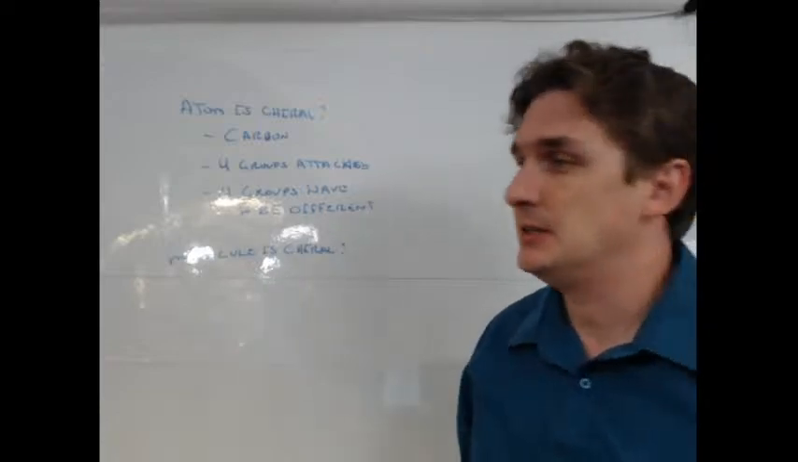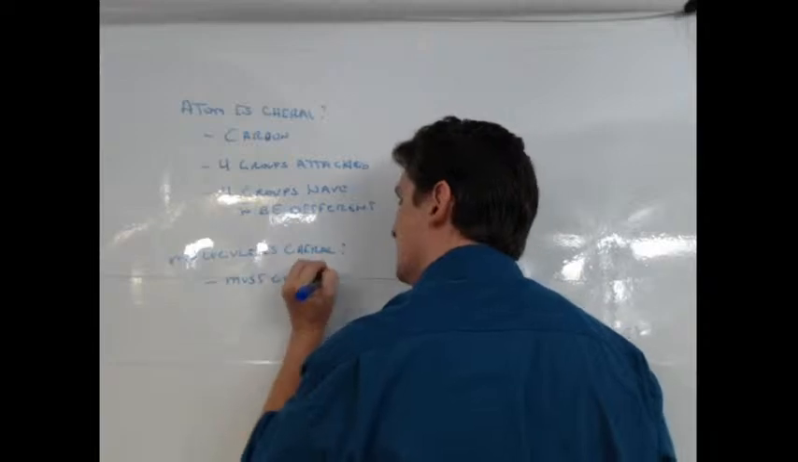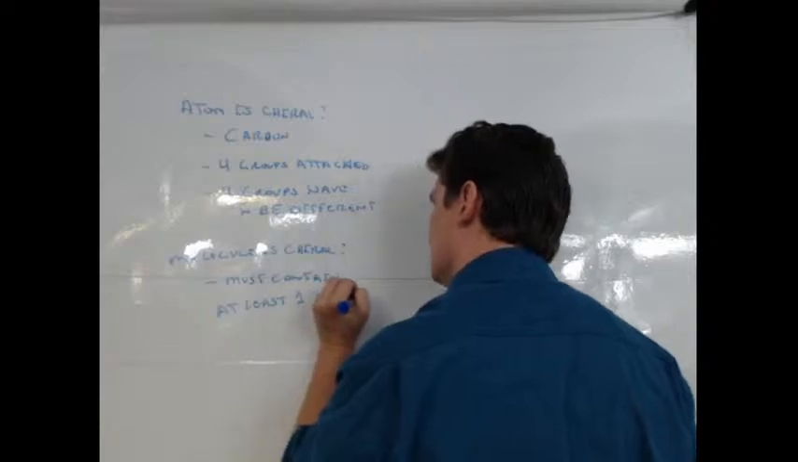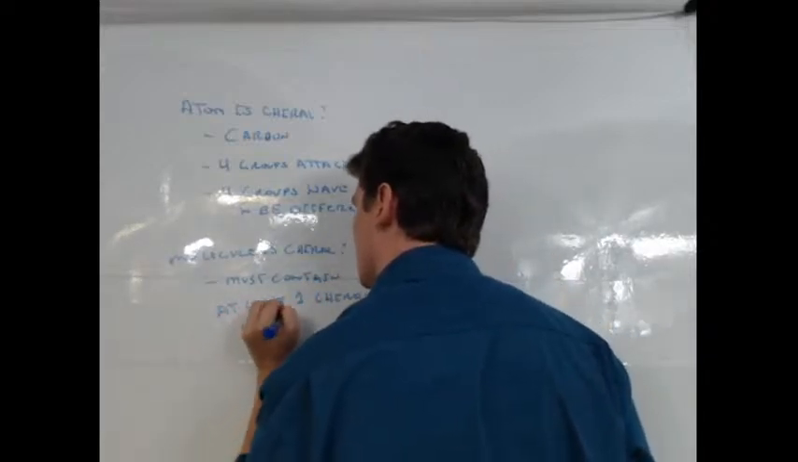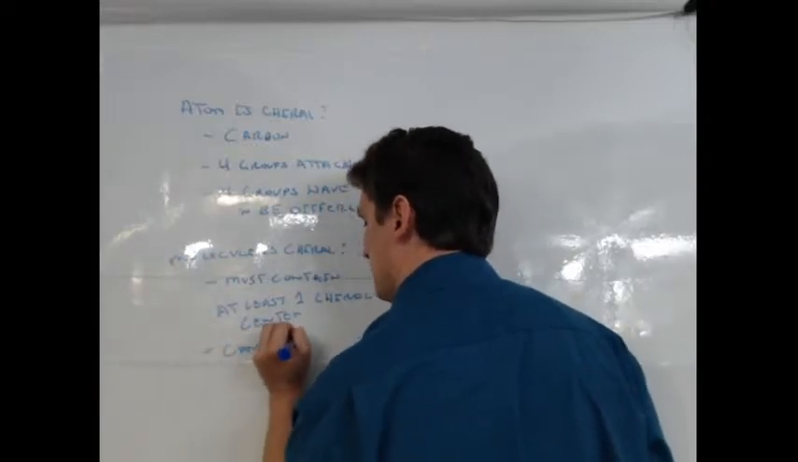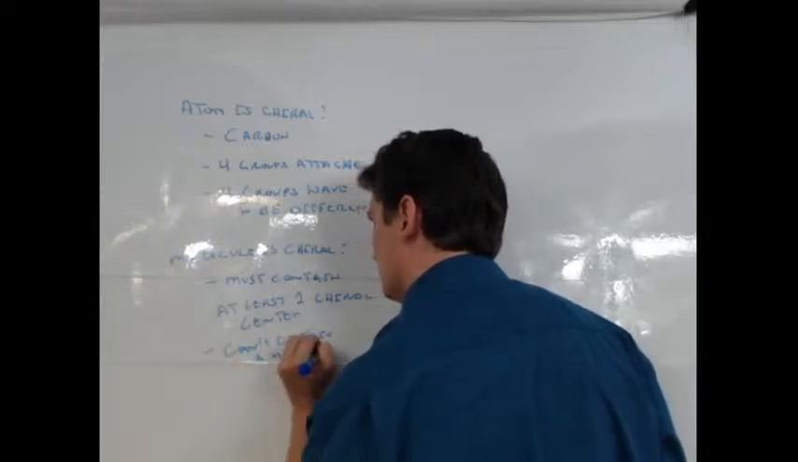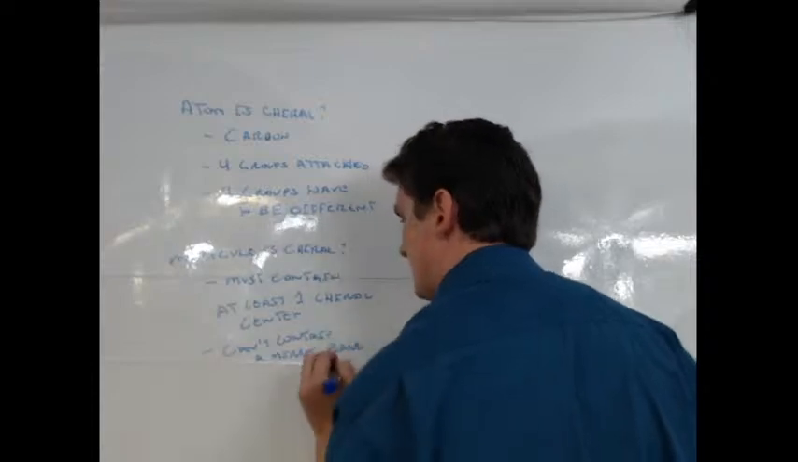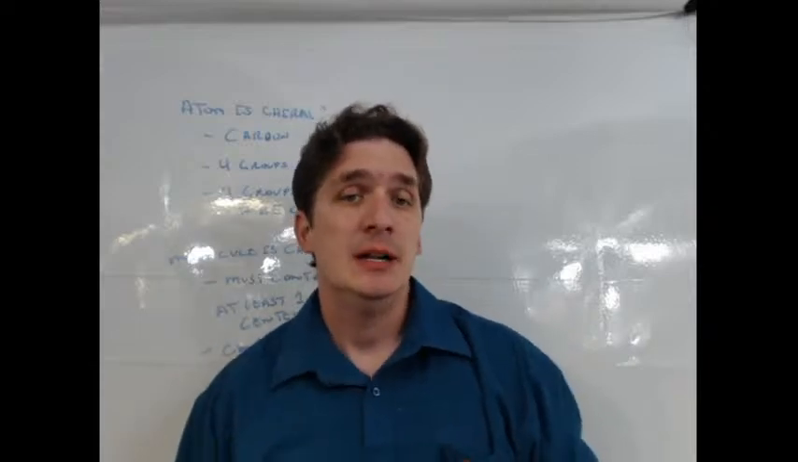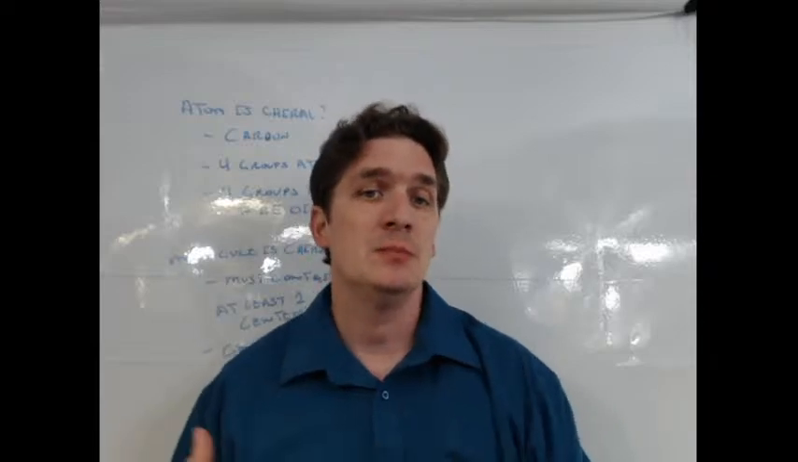Now, for a molecule to be chiral, it must contain at least 1 chiral center. And it can't contain a mirror plane. So if it meets both these conditions, the molecule itself is considered chiral. If it doesn't meet both conditions, it will either be considered achiral or meso.